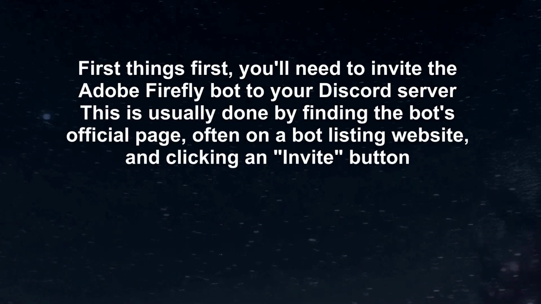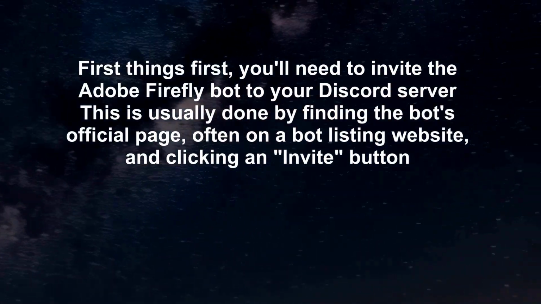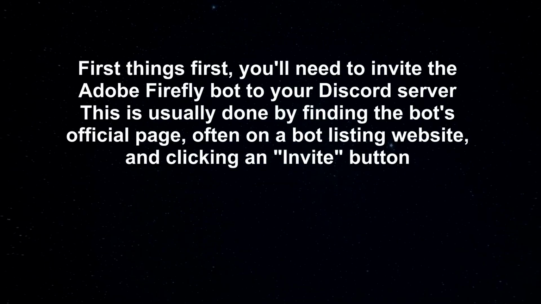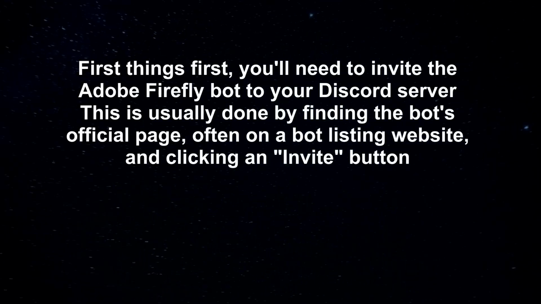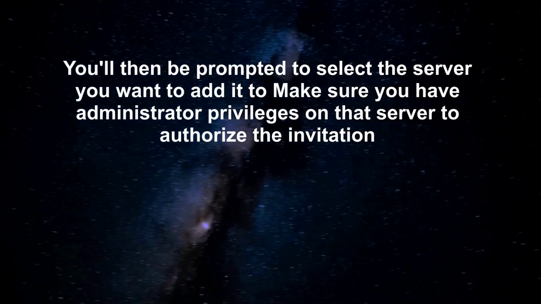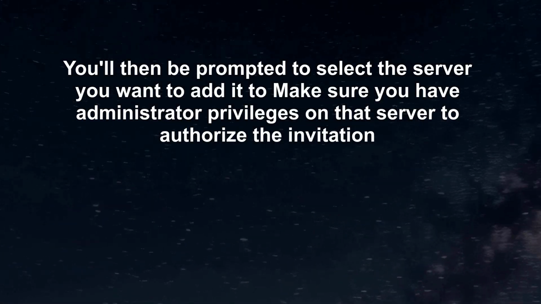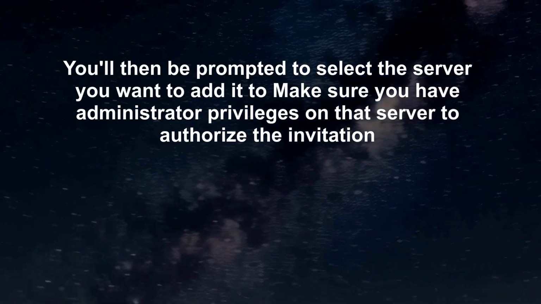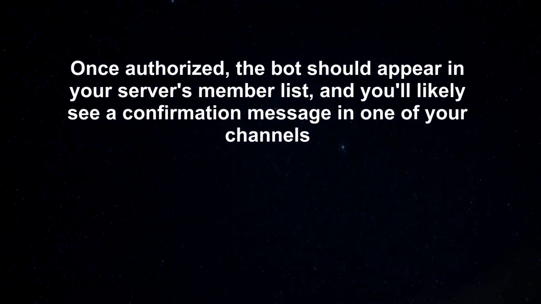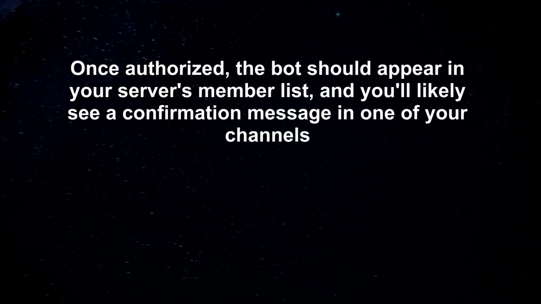First things first, you'll need to invite the Adobe Firefly Bot to your Discord server. This is usually done by finding the bot's official page, often on a bot listing website, and clicking an invite button. You'll then be prompted to select the server you want to add it to. Make sure you have administrator privileges on that server to authorize the invitation. Once authorized, the bot should appear in your server's member list, and you'll likely see a confirmation message in one of your channels.